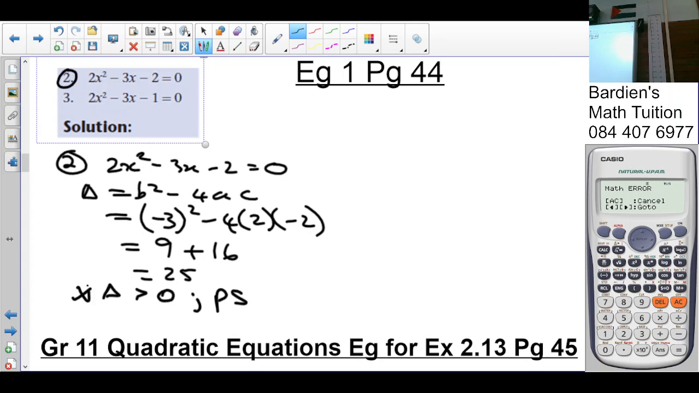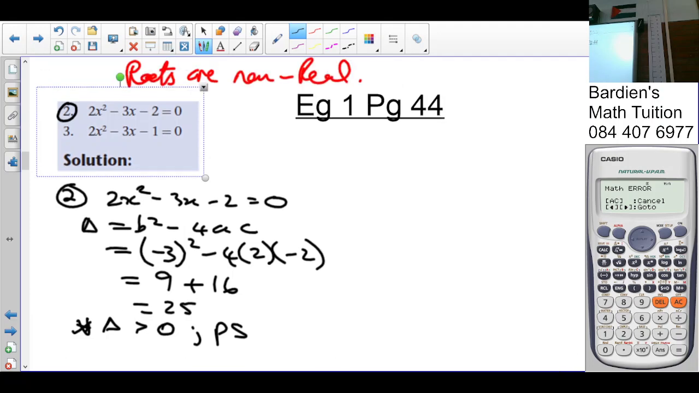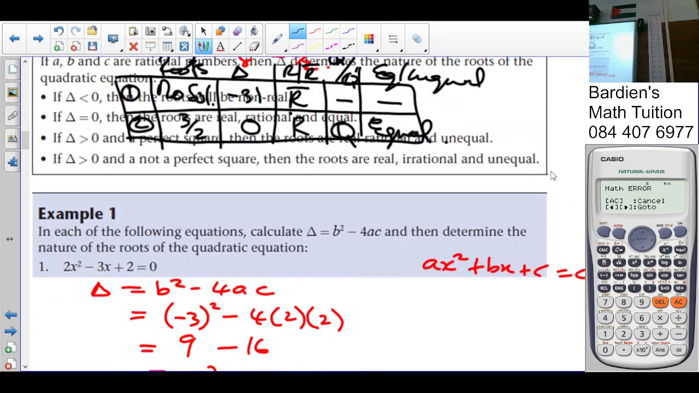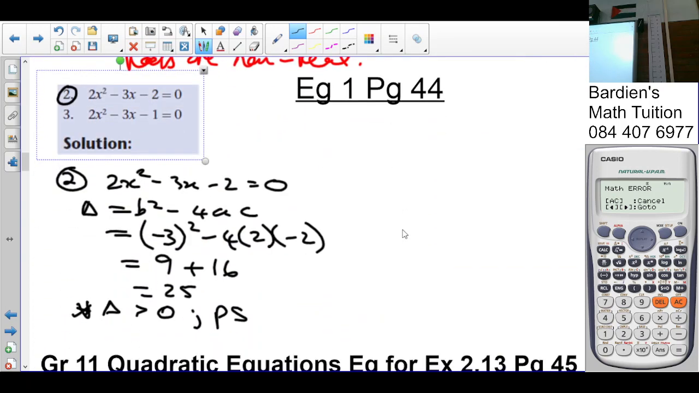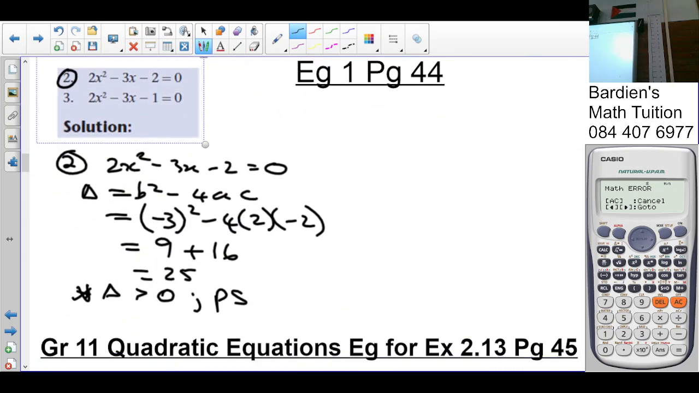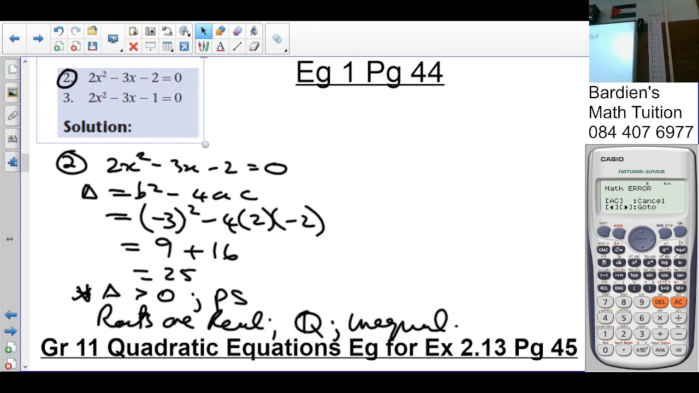I don't have to write this, okay? So what would the nature of this root be? Remember, if it was a perfect square and greater than 0, we tell that the roots are real, rational, and unequal. Only time roots are equal is if delta is equal to 0.